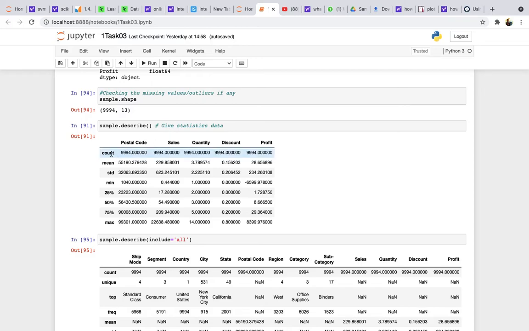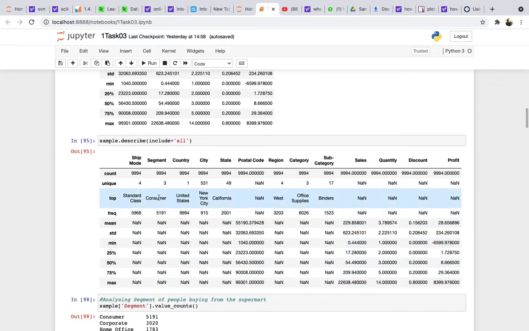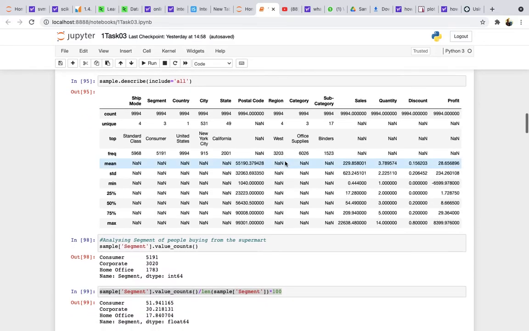Simple descriptions: count, mean, STD for postal code, sales, quantity, discount, profit. And the description including all the categorical data: unique, top, frequency for ship mode, segment, country, city, state, region, category.